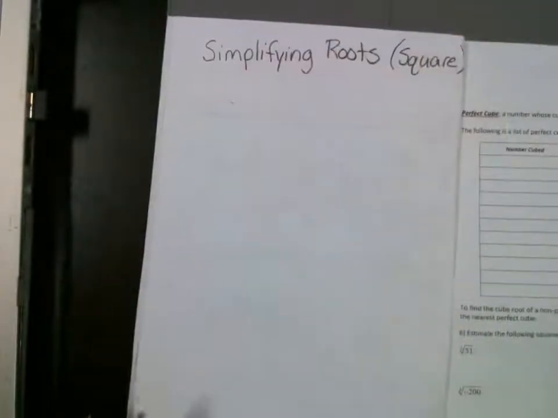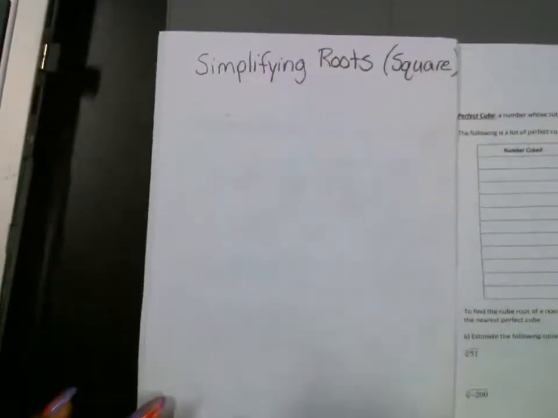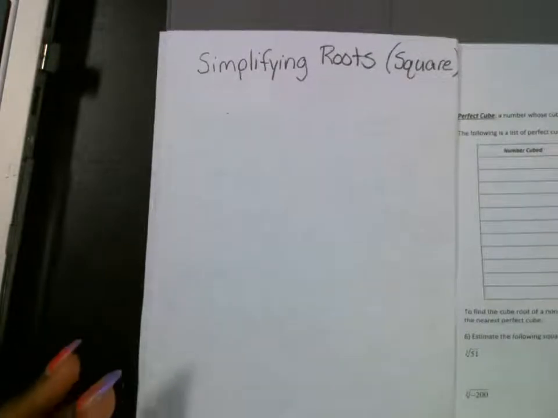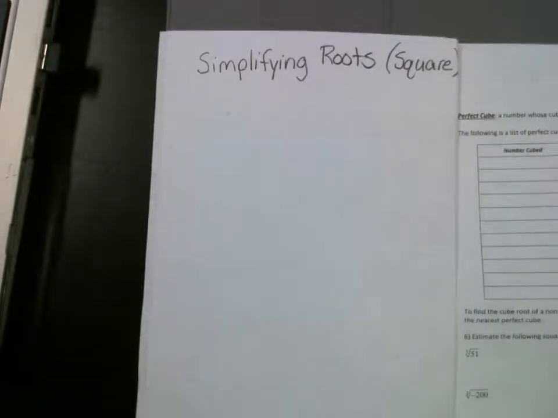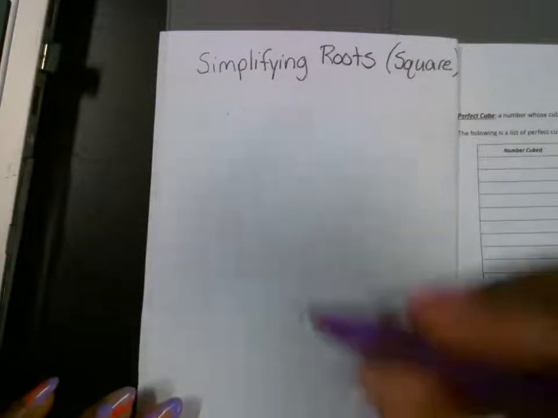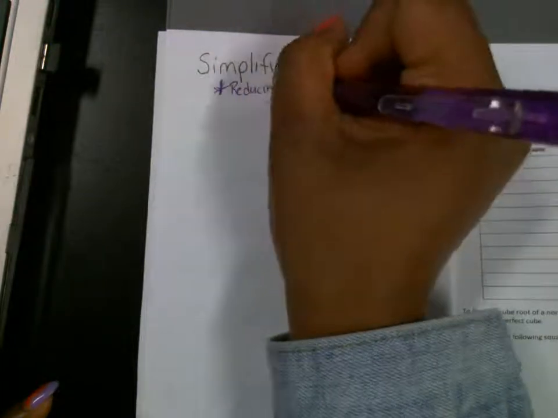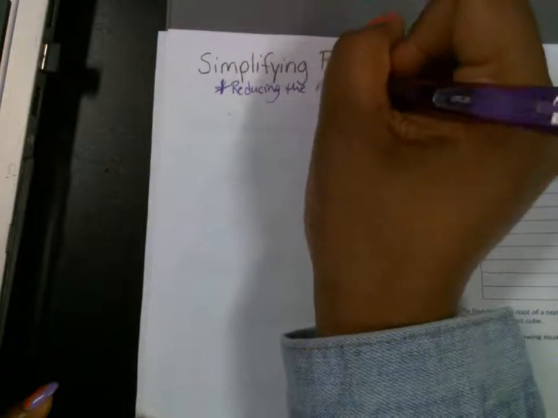All right. Let's go to simplifying square roots. When you're simplifying square roots, you leave it as a radical. So basically, simplifying roots means you're just reducing the root, like you would reduce a fraction. You're not writing it as a decimal, you're just reducing it to another radical. Okay? So basically, you're reducing the radical, because you're leaving it in radical form.